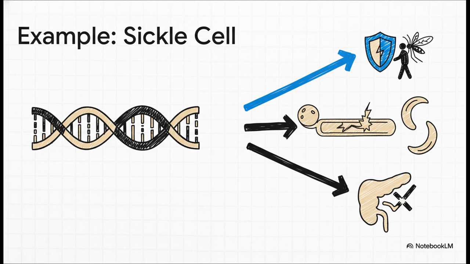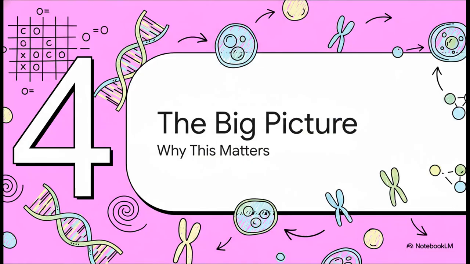But, and this is the fascinating part, there's a twist. Having just one copy of this sickle cell gene actually gives you a high resistance to malaria. It's just a stunning example of how one gene can be a multitasker, causing both terrible problems and a major survival advantage. So we've gone from simple Punnett squares all the way to these incredibly intricate gene interactions.